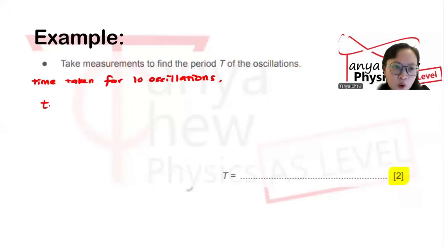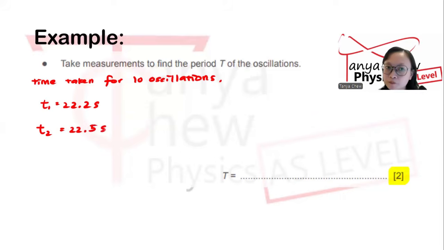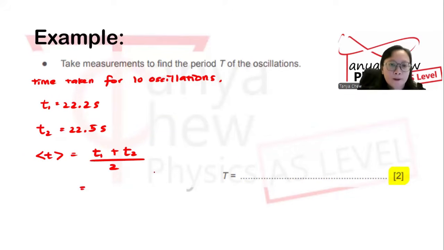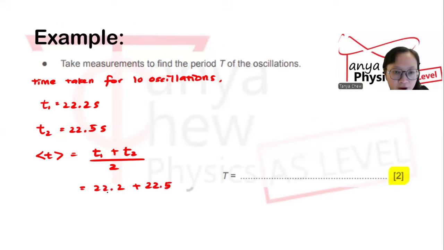So let's say I have T1. You have to show that you repeat the measurement, which is maybe 22.2 seconds. Make sure that all your time measurements are recorded to 1 decimal place. And T2, which is maybe 22.5 seconds, for example. After that, you find your T average, which is equal to T1 plus T2 divided by 2. T1 is 22.2, T2 is 22.5. All you need to do is divide by 2, because you just repeated twice.